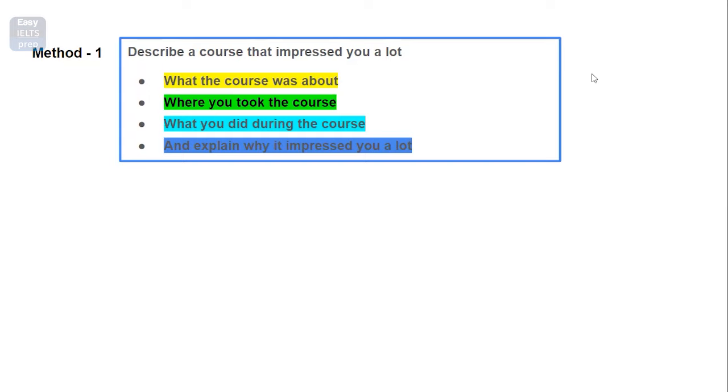So here you can see that we have a total of 4 cues and we will be using these 4 cues to make a story. First of all, the question is: describe a course that impressed you a lot. And the very first cue is asking what the course was about. Let's discuss and answer the questions here.